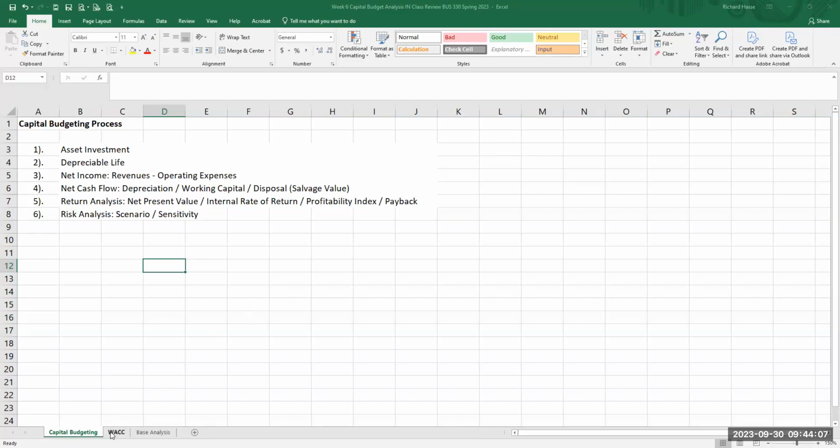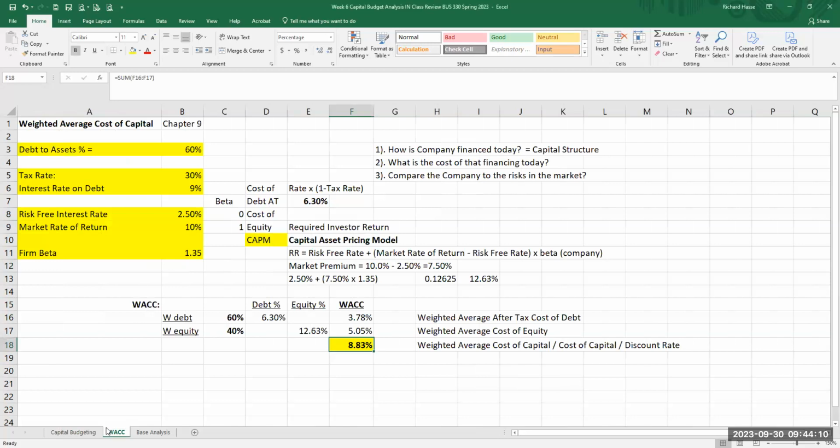What is that process of determining return on a projected investment in an asset? Well, we first of all learned about the weighted average cost of capital. Again, this is in week 6 in your review file folder. The weighted average cost of capital takes the after-tax cost of debt plus the expected investor return, or the cost of equity, using the capital asset pricing model with the various market indicators and risks, combined with the capital structure of the company to determine your discount rate, your cost of capital, your weighted average cost of capital. That is the number we're looking for assignment 4 to calculate.